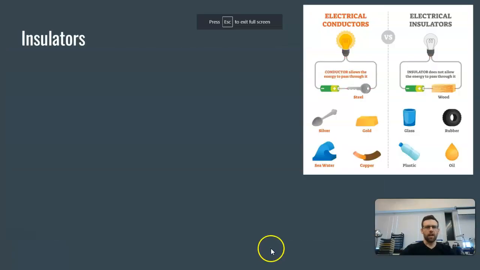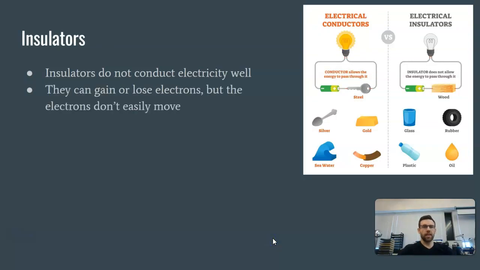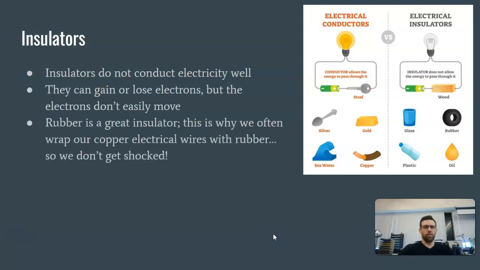All right, so insulators are like the opposite of a conductor. Insulators do not conduct electricity very well. They can gain or lose electrons, but the electrons don't easily move. Rubber is a great insulator. This is why we often wrap our copper electrical wires with rubber so we don't get shocked.